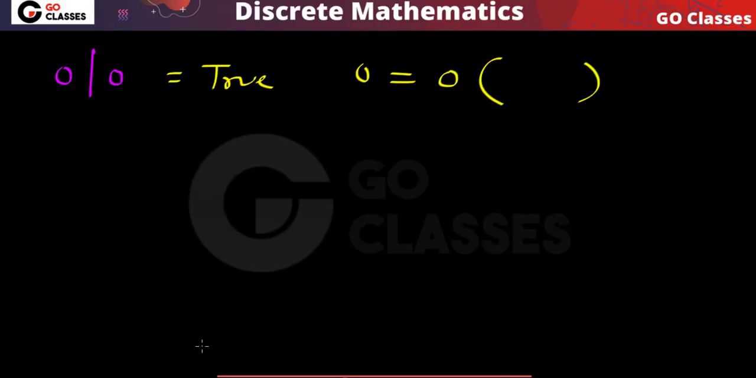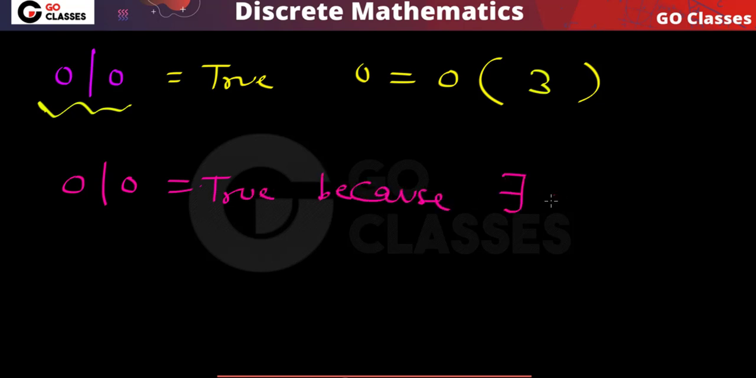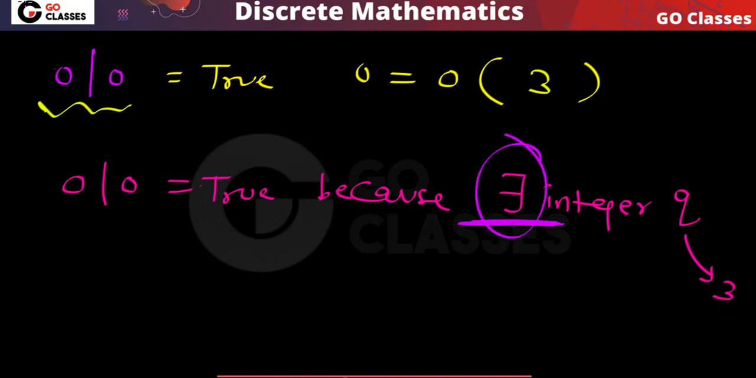Now you can apply this idea here. Can I say 0 divides 0? Yes, this is true. Why? Because I can write 0 as an integer multiple of 0. Just give me some integer, I only want there to exist one. There exists an integer q, and you can take it as 3. We only want some integer to exist.